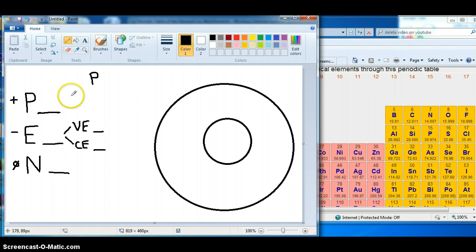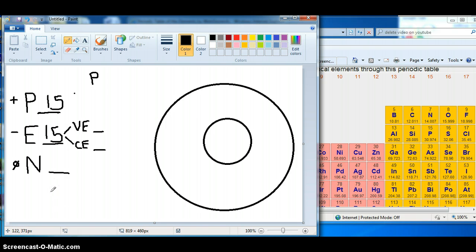The protons of an atom are the same as their atomic number. Phosphorus's atomic number is 15, so we know it has 15 protons. Now all atoms on the periodic table are neutral. Protons have a positive charge, electrons have a negative charge. So for that atom to be neutral, these two need to be equal. So we know that if it has 15 protons, it also has 15 electrons. So again, protons and electrons for the atoms on the periodic table are always the same as the atomic number.